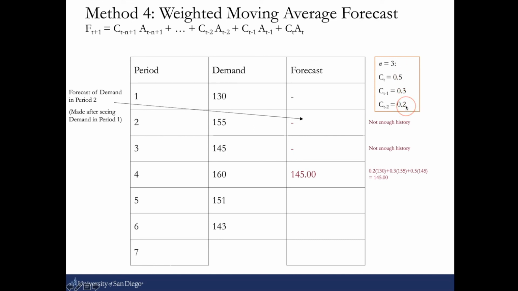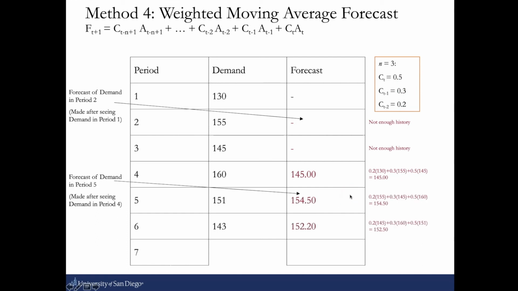Okay, so in a way, this is like a weighted moving average computation. So we can do the same for period 5 and period 6 and period 7 using the same method. Again, I will encourage you to pause the video at this point in time and work through each of these observations to make sure that you understand and can calculate the forecast for each of these periods.